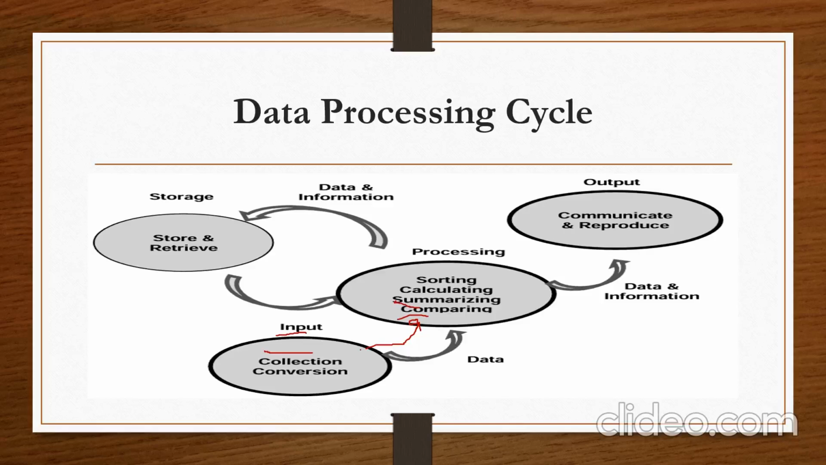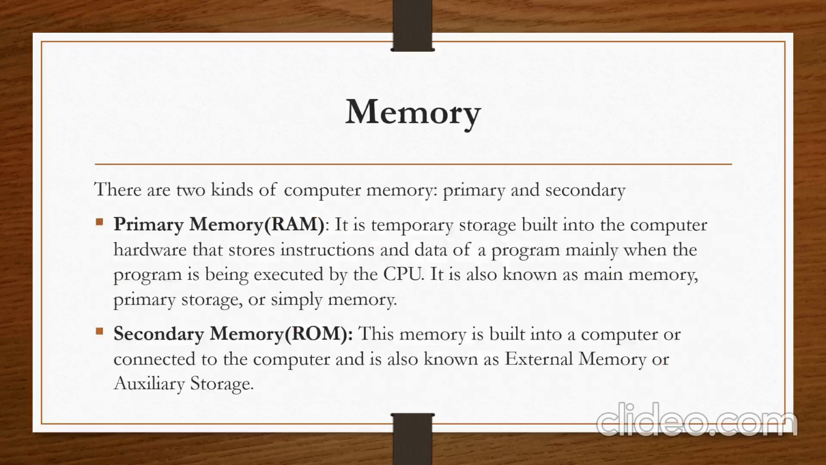After that data is processed, it is stored into the memory, where it can be retrieved for further processing. Then after the data has been processed, it can be output as meaningful information. So that is the data processing cycle.